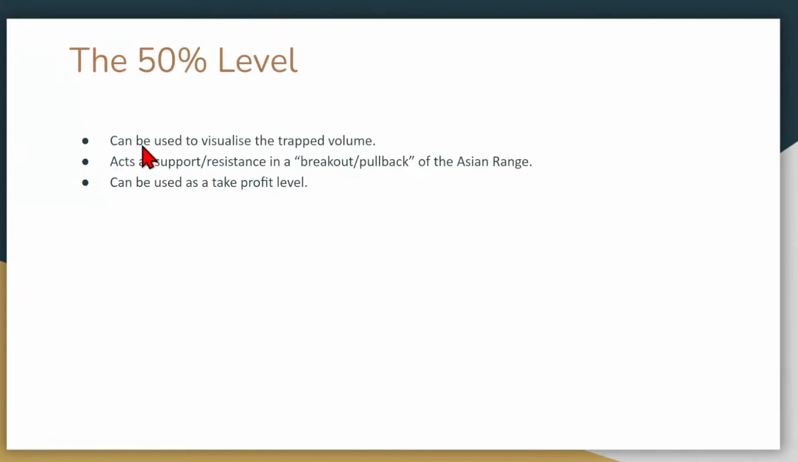So, it can be used to visualize the trapped volume. I'm going to explain that here in a second. It acts as support and resistance in a breakout pullback of the Asian range. So if we've got the box and it breaks out of the range and pulls back, a lot of times you're going to see it pull back to that 50% before it continues in that upwards direction. And then also the 50% level can be used as profit levels.